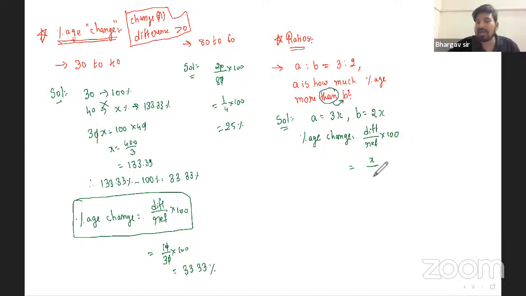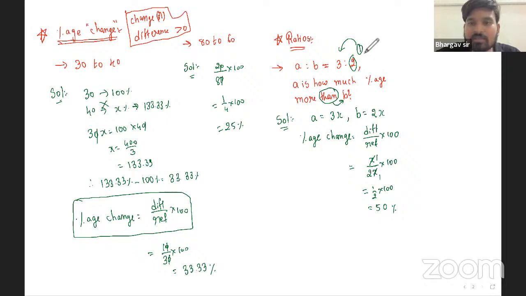This is the reference. Whatever comes after than, B, that's the reference. What is the value of B? 2x. So take 2x, and in the reference take 100. So x cancels. 1 by 2 into 100, which is nothing but 50. The percentage change is 50. You can clearly see, 50% of this is 1. I increased it by that much. 50% of this is 1. I increased it by that to get the 3.